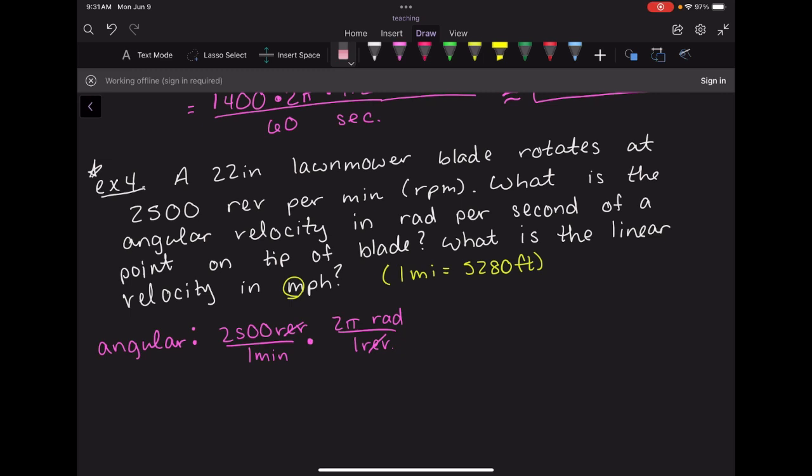Okay, so now we have our angle, and then I don't want minutes, I want seconds. So this is radians per second. Oh, I keep accidentally having the eraser on. So I need to go from 1 minute to seconds, so this will be over 60 seconds.